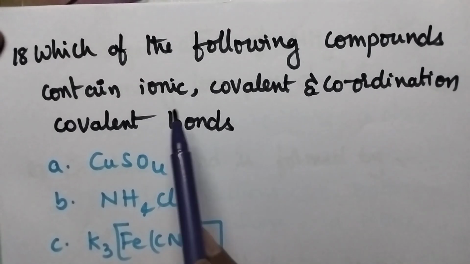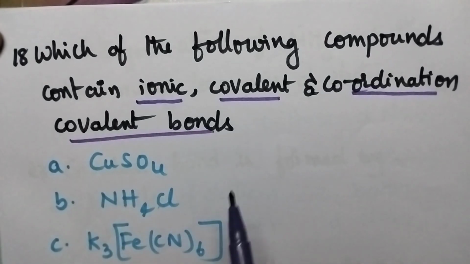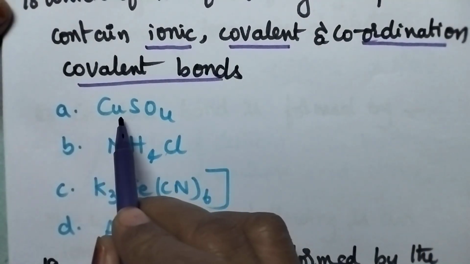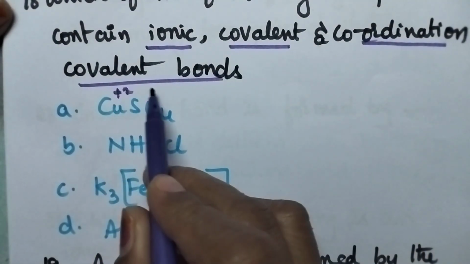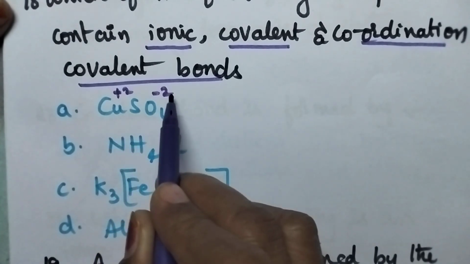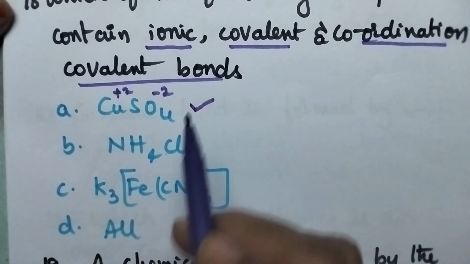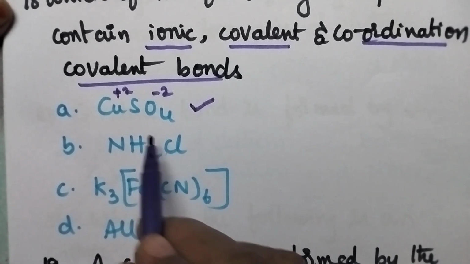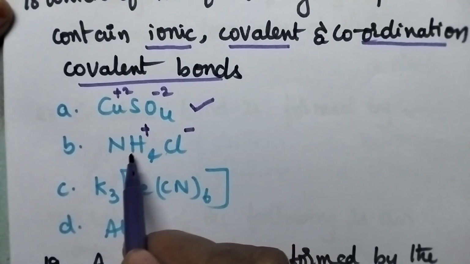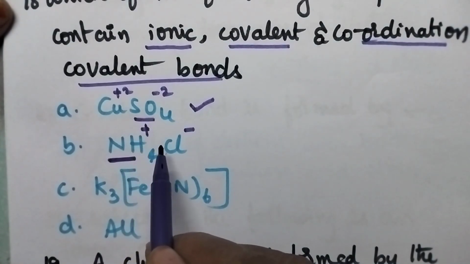Which of the following compounds contains ionic, covalent and coordination covalent bonds? So let us examine each and every molecule. In copper sulfate, initially between copper ions and the sulfate ions, ionic bond is present. In the sulfate ion, both covalent and coordination covalent bonds are present. Coming to ammonium chloride, between ammonium ion and the chloride ion, ionic bond is present. In ammonium ion, both covalent and coordination covalent bonds are present.